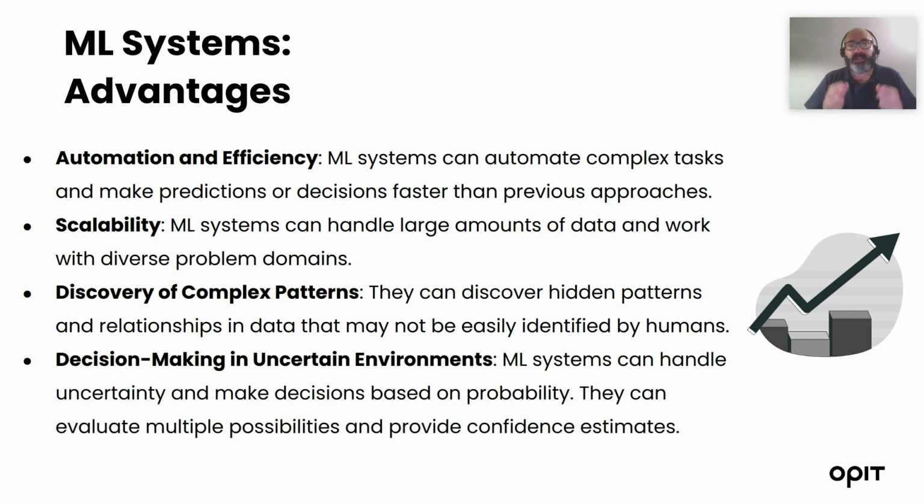And finally, they can make decisions in very uncertain environments. They can handle uncertainty with decisions made on probability. Machine learning systems can evaluate multiple possibilities and provide confidence estimates. Even if they are not sure, they can provide you an output with a probability that gives us the degree of confidence that this decision may be correct or not.